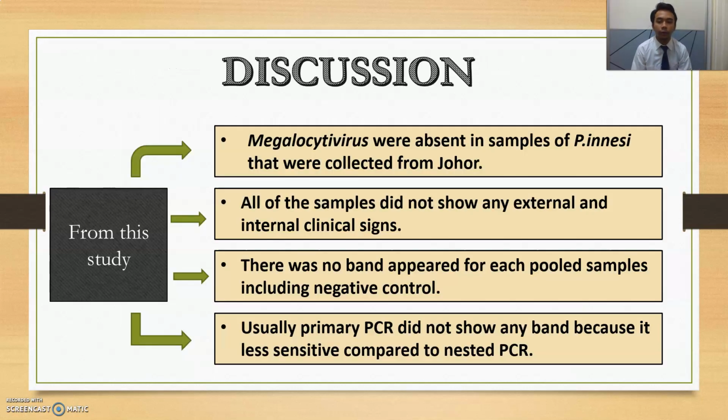For the discussion from the study, megalocytivirus was absent in the samples of Paracheirodon innesi that we collected from Johor. All of the samples did not show any clinical signs, internal and external. There was no band appearing for each pool sample, including the negative control. And usually, primary PCR does not show any band because it is less sensitive compared to nested PCR.